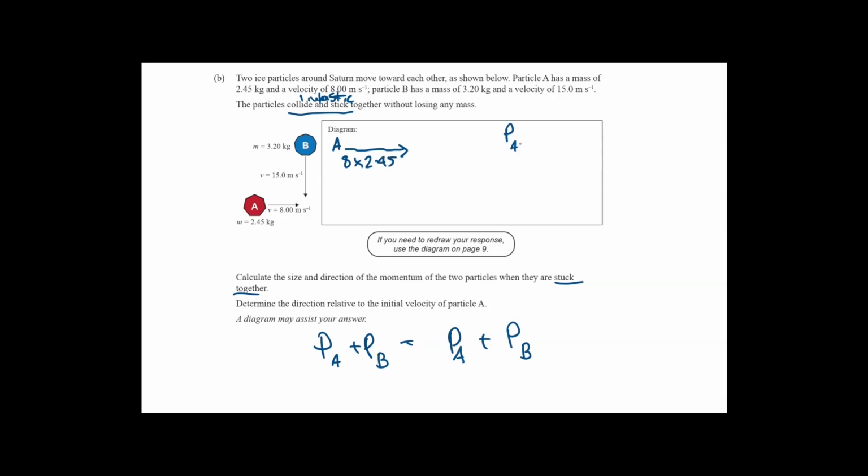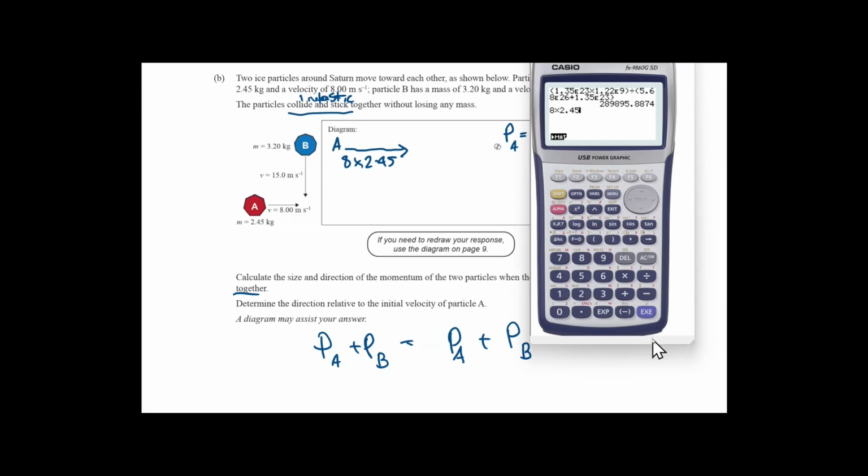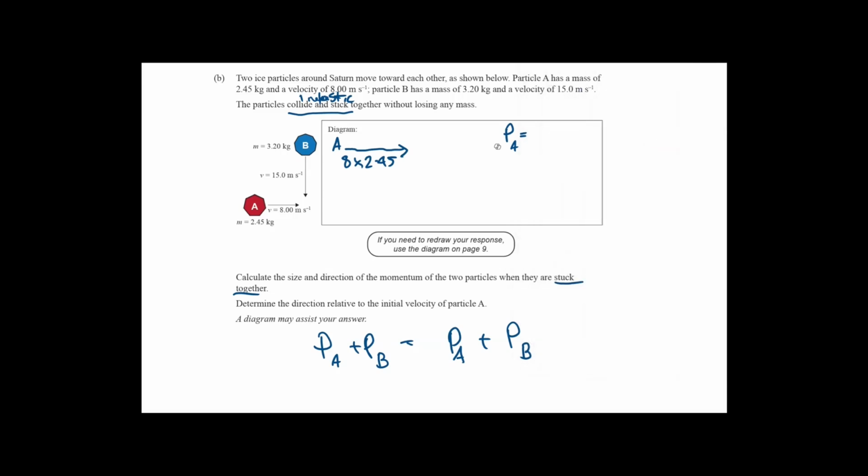How much momentum is that? We need to grab our calculator. 45 times... 19.6. And the units for momentum, I think it's kilogram meters per second, something like that. But it's going in that direction.